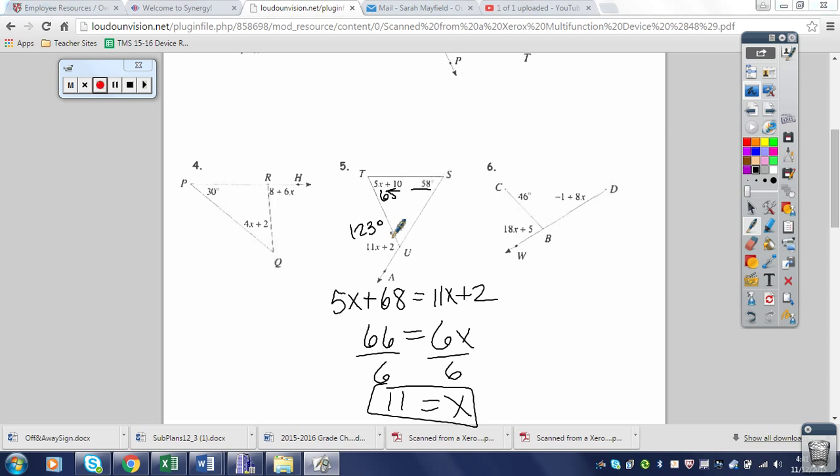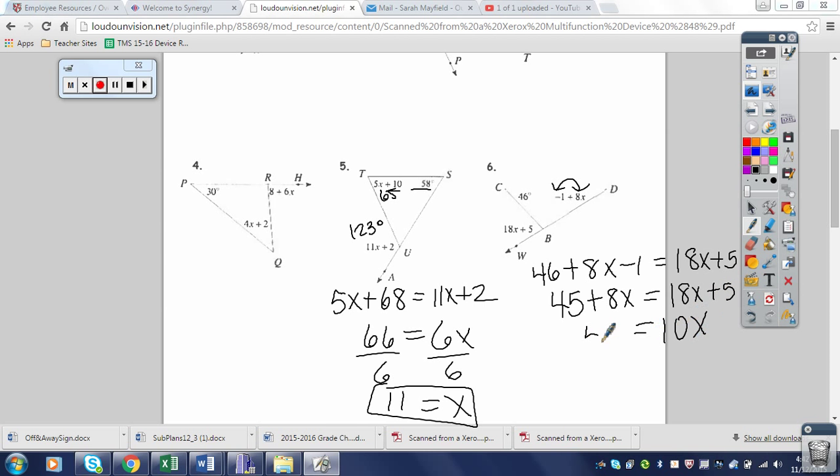If I look at my last one, I'm going to have 46 plus 8x minus 1. I just switched those two around. Equals 18x plus 5. So I have 45 plus 8x equals 18x plus 5. So I have 10x equals 40. So x equals 4. So plug it in. Your missing angles are 31 degrees and 77 degrees. Do not forget to put your degree symbols.